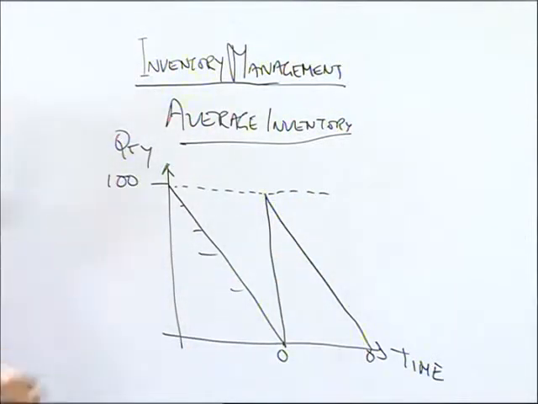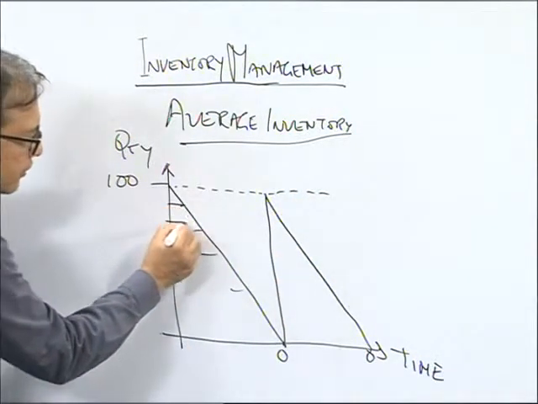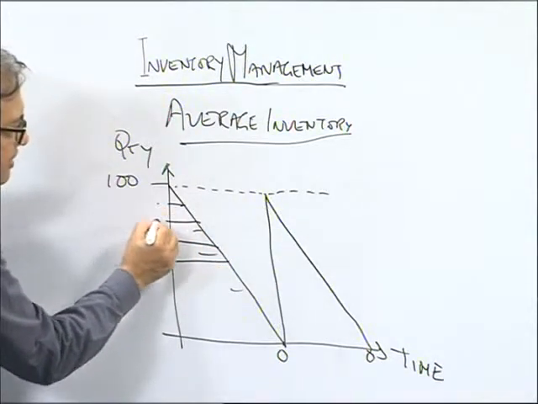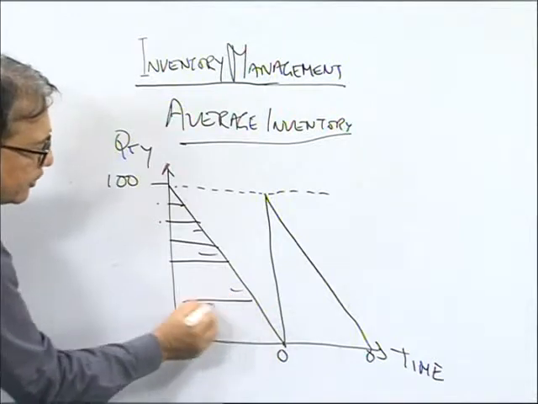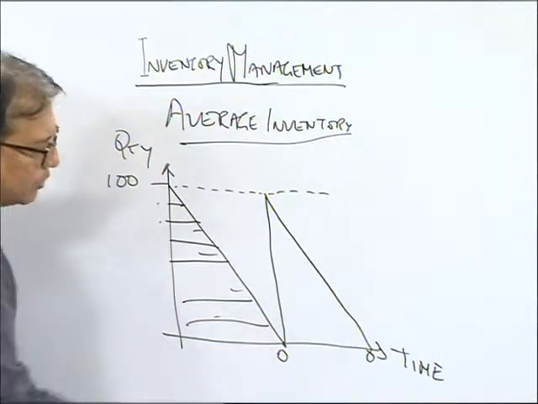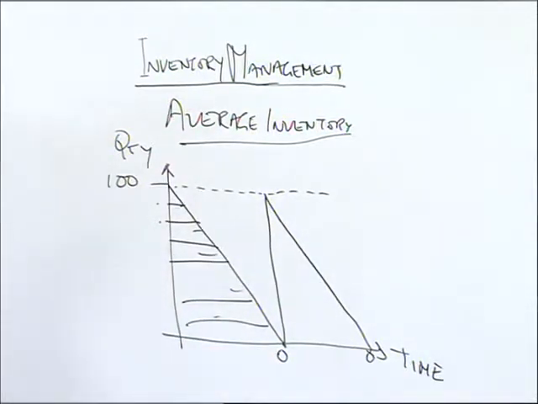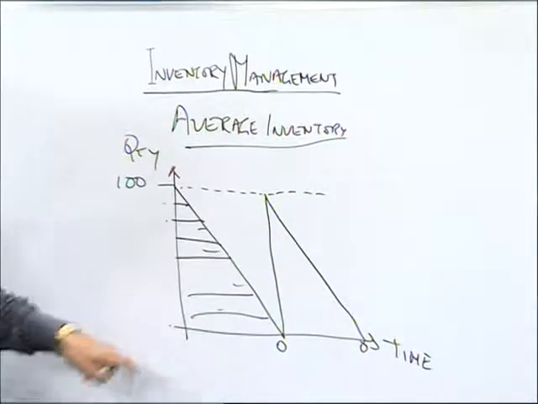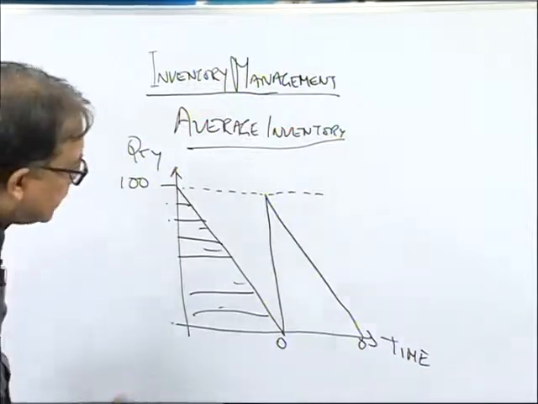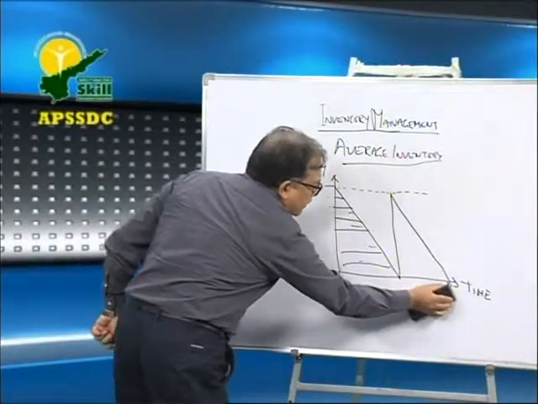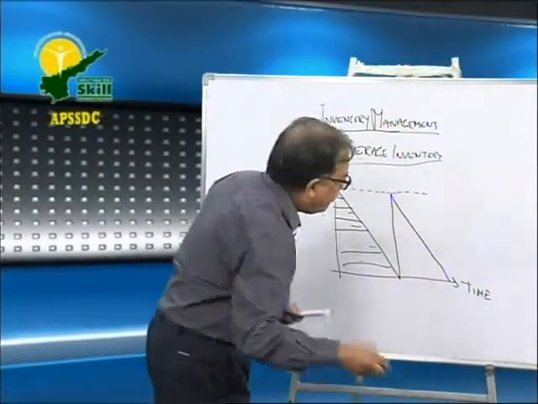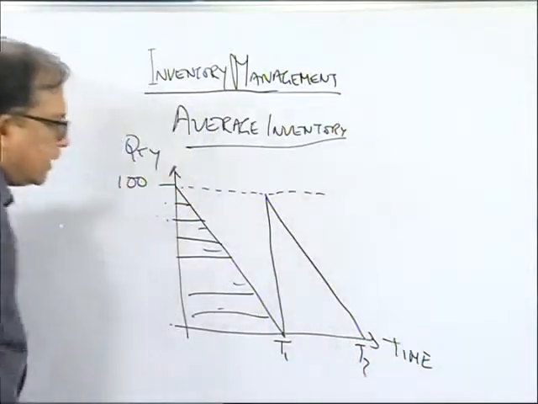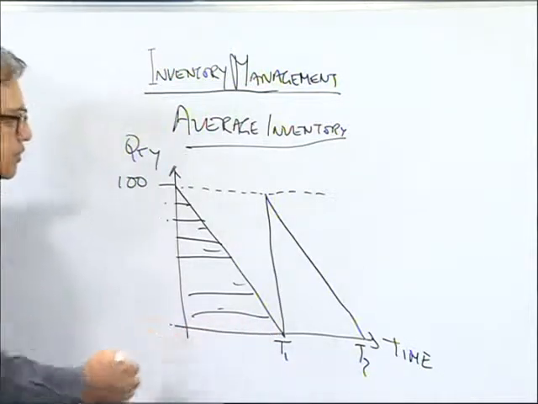So with time his inventory reduces. It was 100, it is 100 minus something, 100 minus something, it keeps on reducing, and then ultimately it comes to 0. The quantity comes to 0. Sorry, this is not 0, this is time. Say at time T1, T2. At time T1 it is 0, at time T2 it is 0.